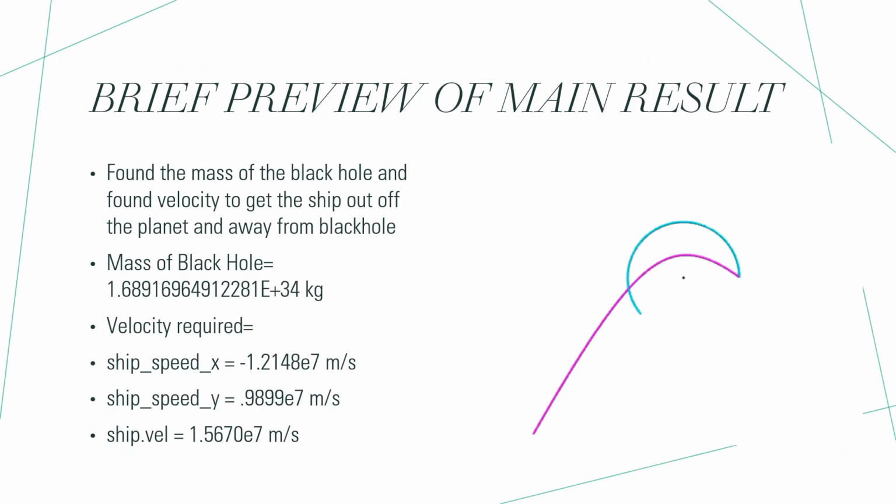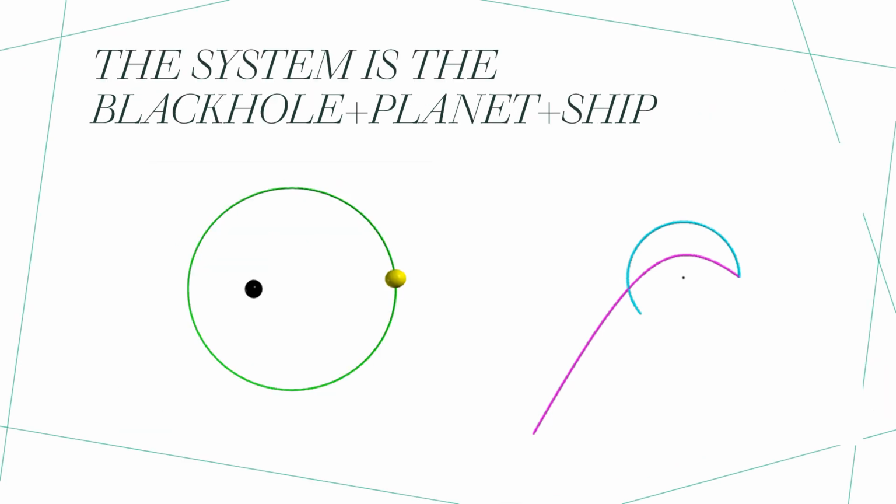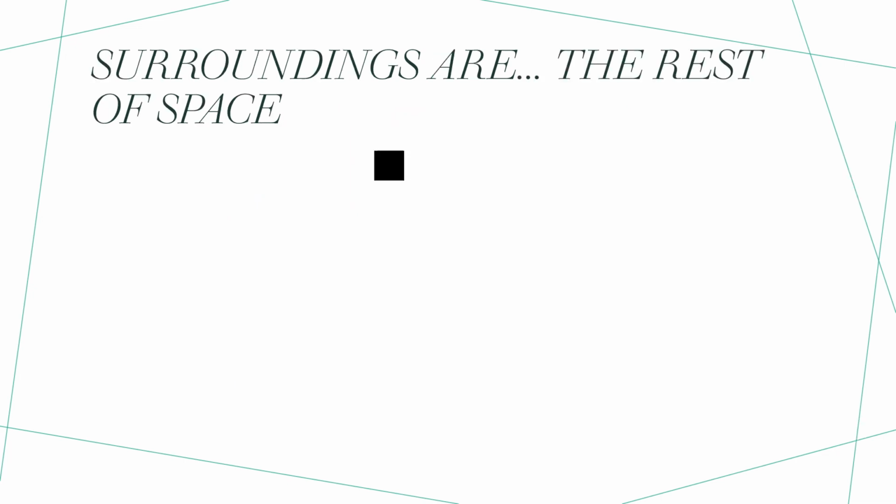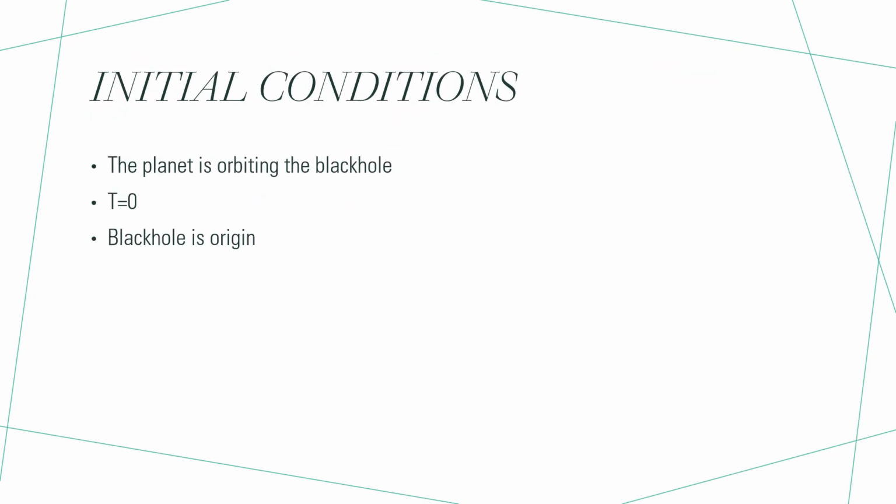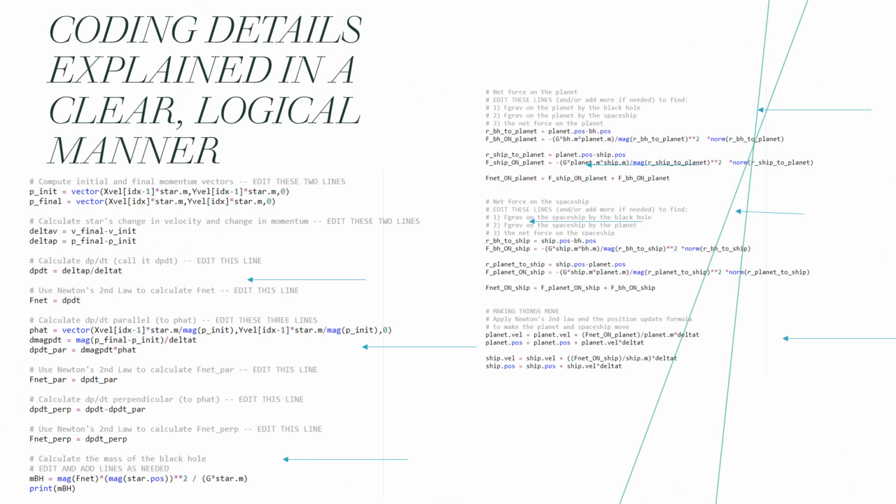So a brief preview of the main results. I found the mass of the black hole and the velocity that the ship requires to get off the planet. The system is the black hole, the planet, and the ship. The surroundings are the rest of space. The initial conditions are the planet is orbiting the black hole, time is 0, and the black hole is the origin.